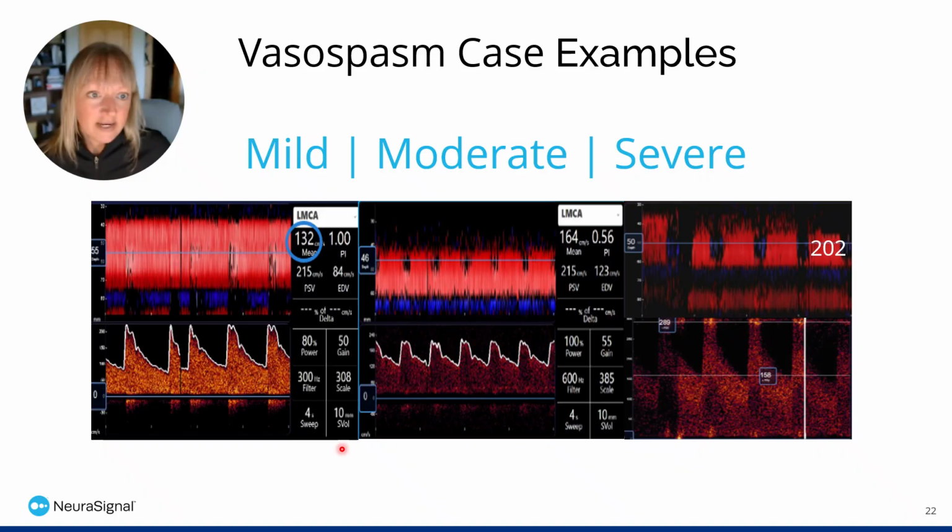Here is a side-by-side comparison of what that mild, moderate, and severe will look like. You will look at that mean velocity. Here's 132, that is your mild range. Here's 164, your moderate range, and we said over 200, severe range vasospasm.